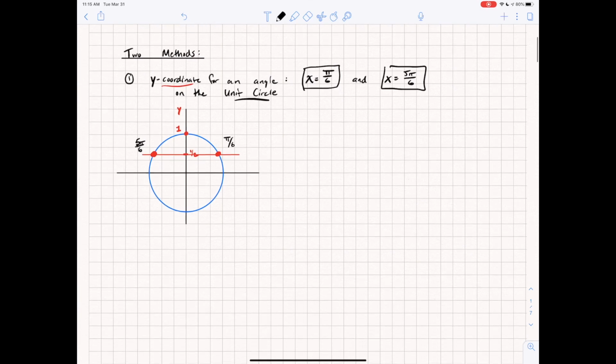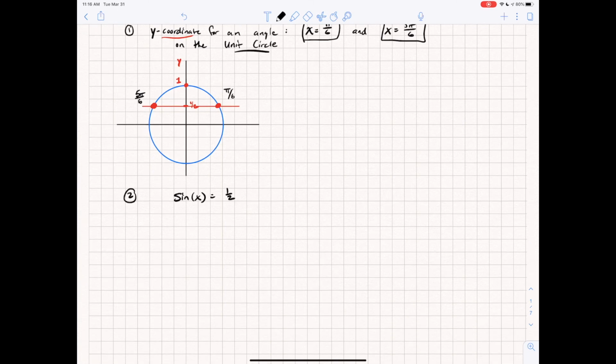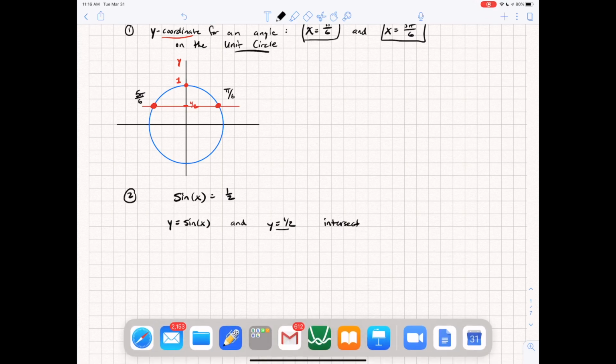Now the second method essentially comes from graphing it. If I'm looking at this problem, sine of x is equal to 1/2, I essentially have graphically this question: where does the function sine of x and the function y is equal to 1/2 intersect? And visually, if you are remembering what sine looks like, sine is a wave, which means if I'm going to draw a horizontal line at 1/2, how many times do you think this is actually going to intersect? Let's see what you think might happen.